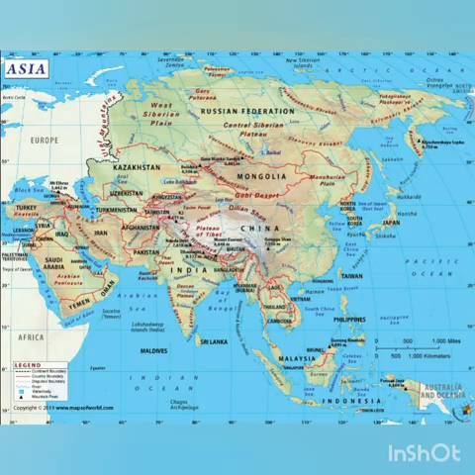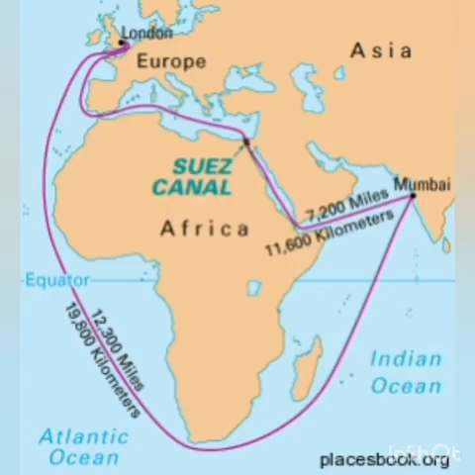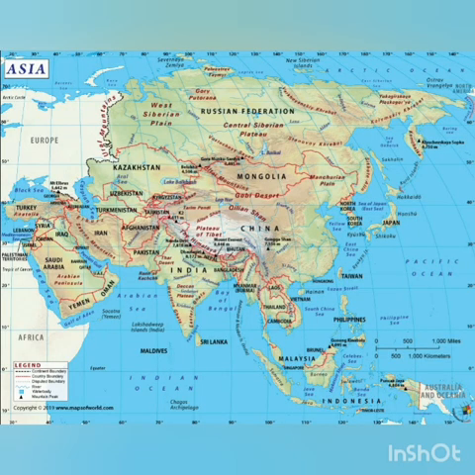The Bering Strait separates Asia from North America, and we have seen the Suez Canal, which separates Asia from Africa. Asia is a land of high mountains, vast plateaus, and extensive plains, and many rivers flow through Asia. Mount Everest, which is the highest peak, and the Dead Sea, the lowest part of the earth, are both found in Asia only.